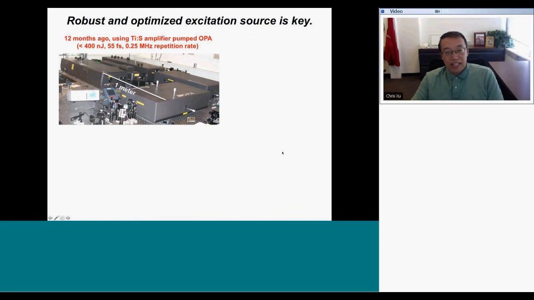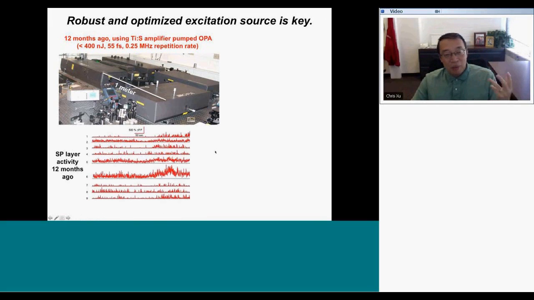So all this work cannot be done without a robust and optimized excitation source. That's what we need. I'll give you some examples here. This is the laser we started with about a year ago, maybe 18 months ago. It's a big laser made by Coherent called Sapphire Amplified Pump Optical Parametric Amplifier. And the little mouse is over here. You can see the little mouse, the size of a knob over here.